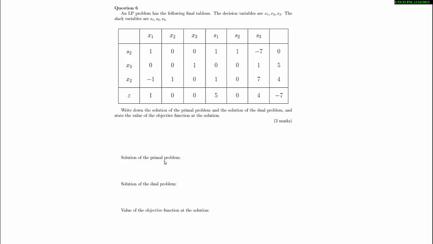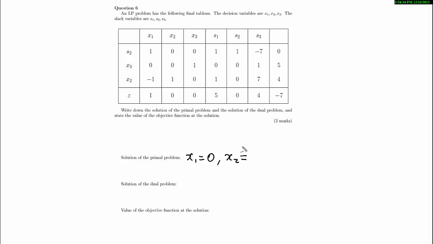Okay, so firstly, let's do the solution of the primal problem. What we're after are the values of x1, x2, and x3. To find the values, we look to see if x1, x2, and x3 make an appearance in this left-hand side column, and then find their corresponding values on the right-hand side. But if either x1, x2, or x3 do not make an appearance here, then they'll be equal to 0. So in this case, we start off by saying that x1, because x1 doesn't make an appearance here, equals 0.